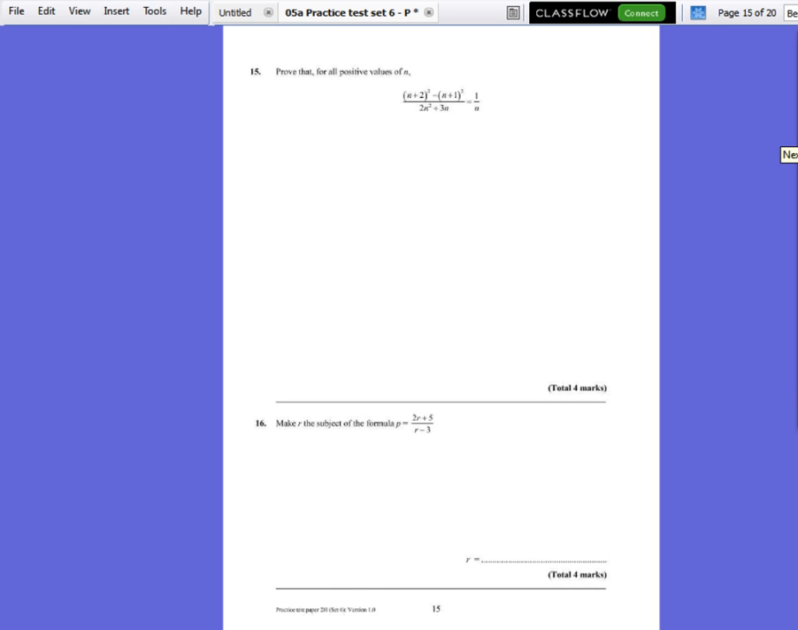Question 15. Prove that for all positive values of n, (n plus 2) squared minus (n plus 1) squared all over 2n squared plus 3n equals 1 over n. Now this looks really complicated at the minute, but if we just expand out the brackets, then you'll see that it all simplifies very, very easily. So (n plus 2) squared would expand to n squared plus 4n plus 4. And we want to take away from that, (n plus 1) squared, which would expand to n squared plus 2n plus 1. All over 2n squared plus 3n.